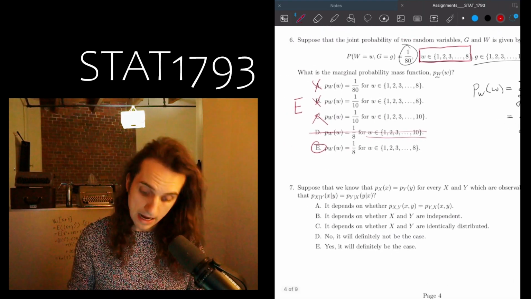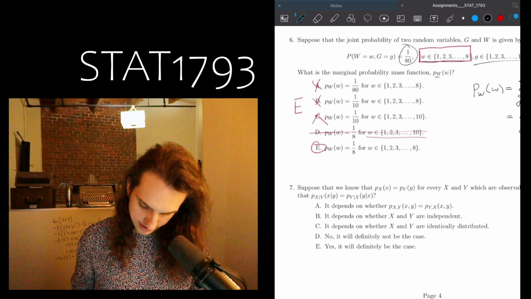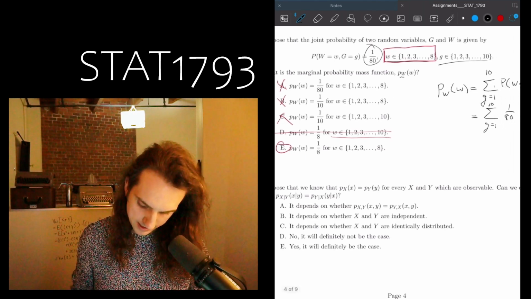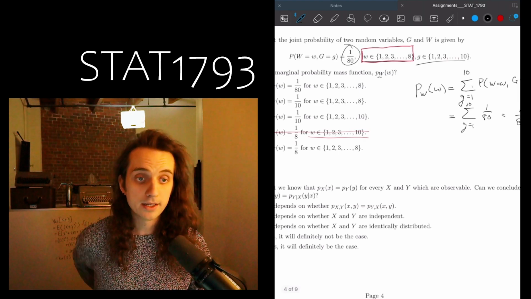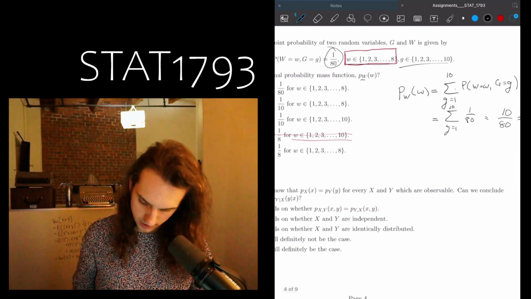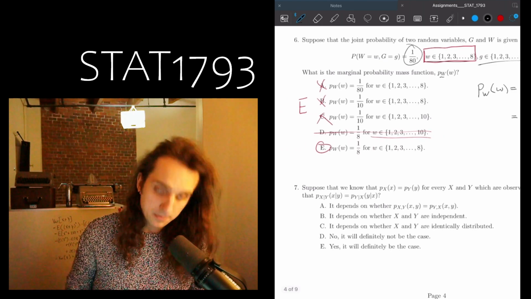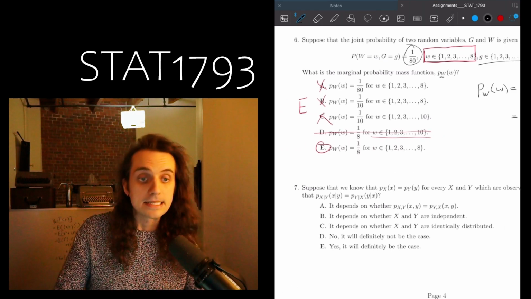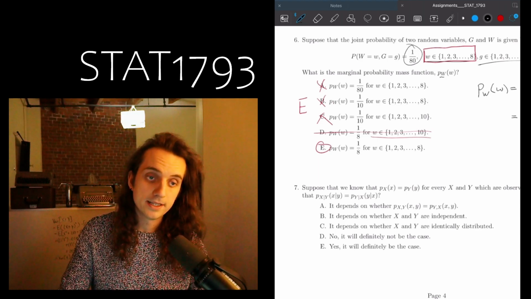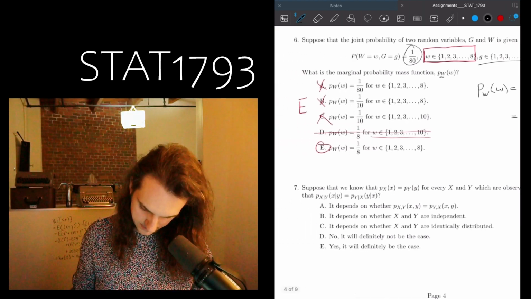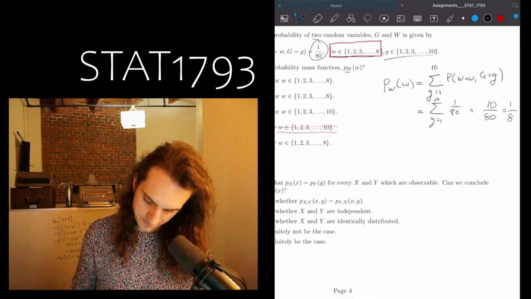Okay, so now we can take a look at question 7 here. And we're told that we know that the probability mass function, p of x, is equal to p of y for every x and y which are observable. We want to know, is it true that probability x given y is equal to the probability of y given x, where we plug in sort of arbitrary values there?